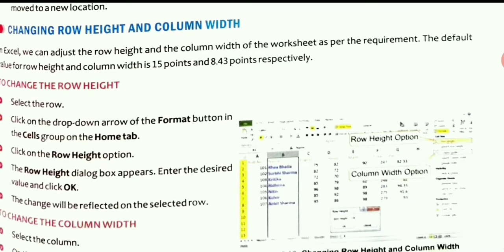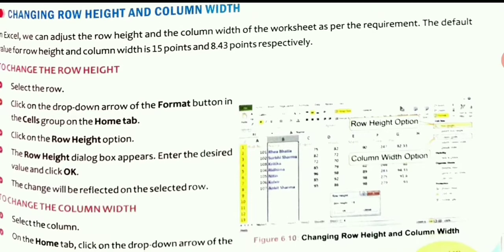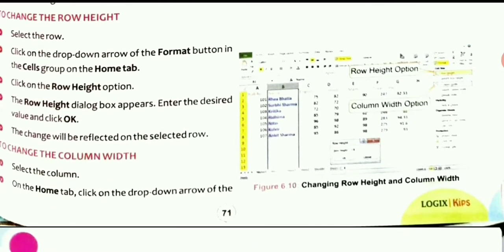Changing row height and column width. In Excel, we can adjust the row height and the column width of a worksheet as per the requirement. The default value for row height and column width is 15 points and 8.43 points respectively. To change the row height, select the row. Click on the drop down arrow of the format button in the cells group on the home tab. Click on the row height option. The row height dialog box appears. Enter the desired value and click OK. The change will be reflected on the selected row.